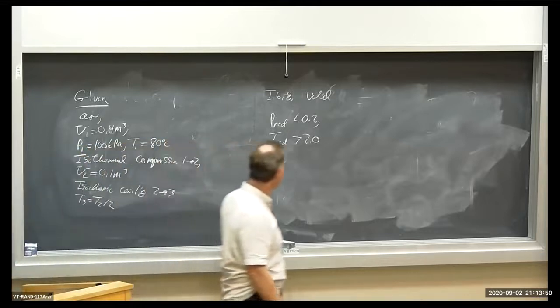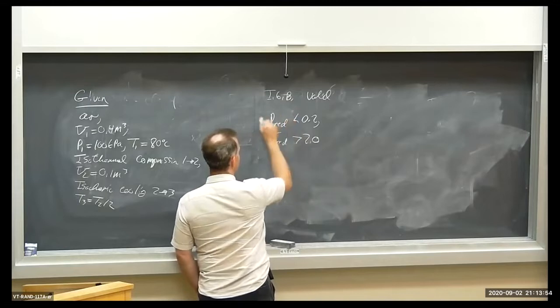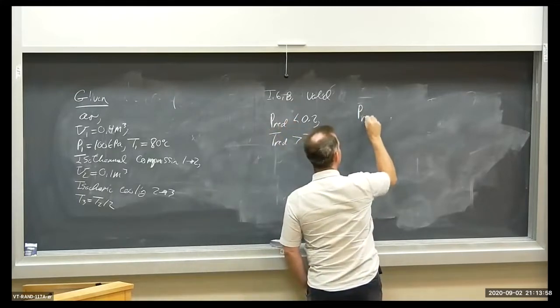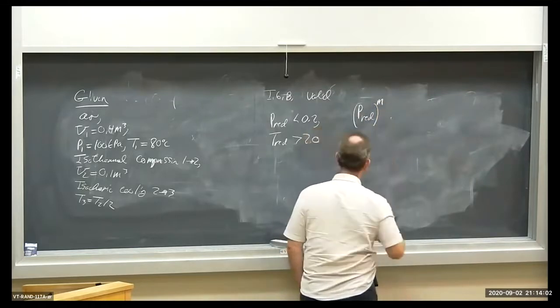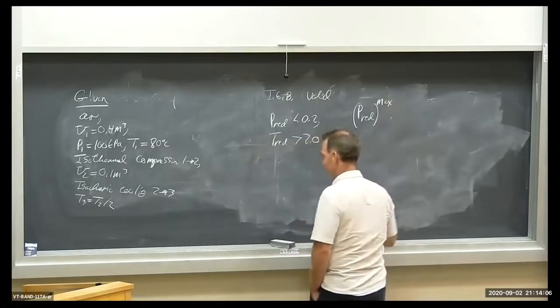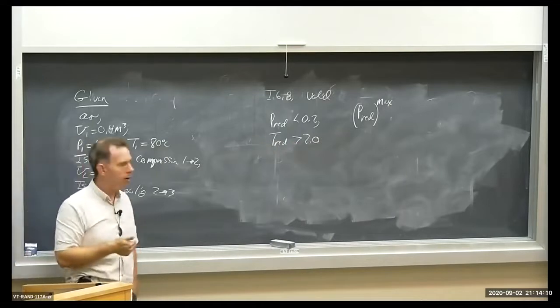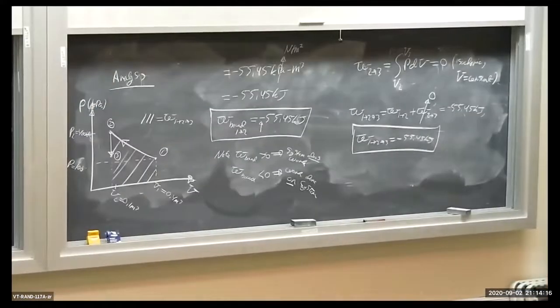Let's find the maximum reduced pressure, P reduced maximum in our process. If it is below 0.2, we're good to go everywhere. Where might the max reduced pressure be?